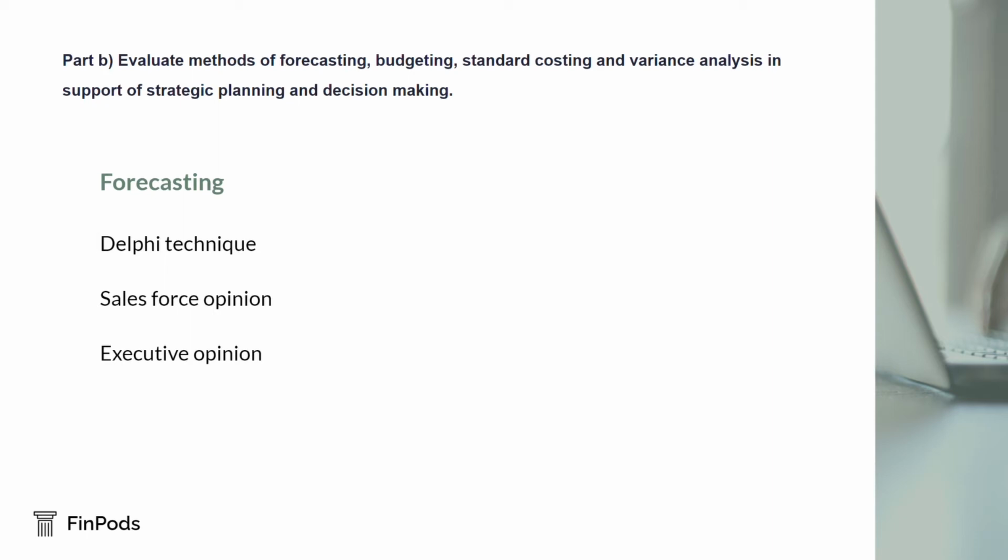Organisations can also use quantitative techniques which are based on the use of historical data to predict the future. They involve the identification of patterns and variations between variables, including linear regression and time series analysis. Linear regression measures the relationship between two variables.